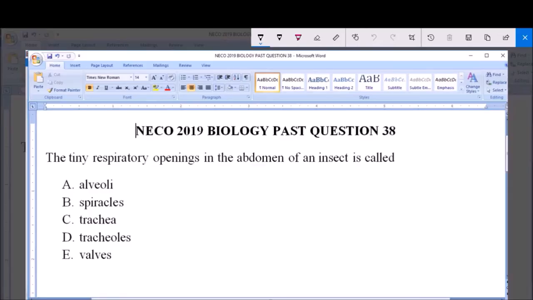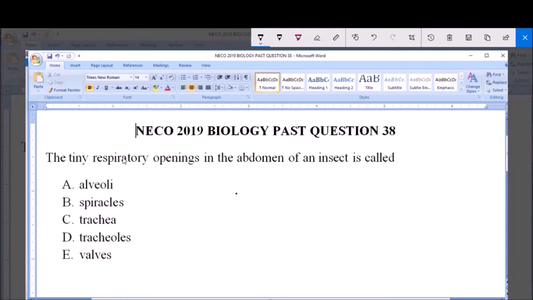Hello, good day and welcome. I will be answering NECO 2019 biology past question 38. The tiny respiratory openings in the abdomen of an insect is called A. The alveolar, B. The spiracles, C. Trachea, D. Tracheoles, and E. Valves.